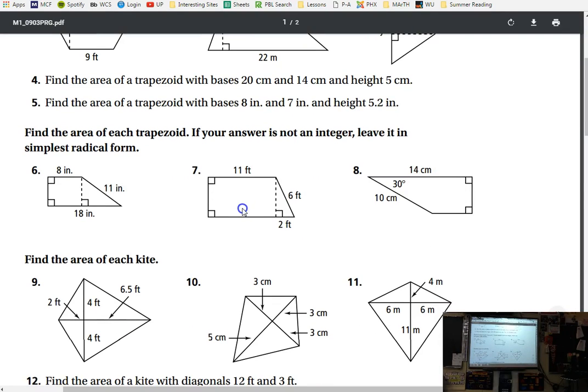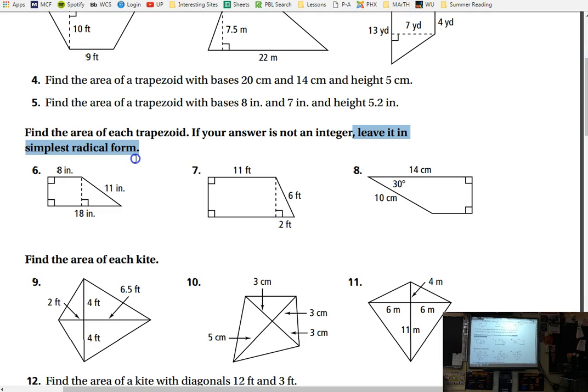Moving on, anything else from 9.3? Oh, and leave it in simplest radical form. Anytime it says that, that's like a red flag. You're going to be using square roots, radicals. So that radical 3, we should not have done the multiplication. Sorry, I should have read that.